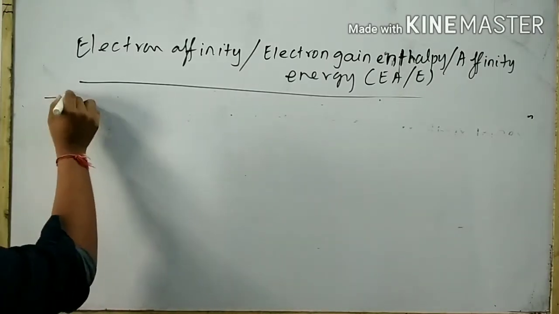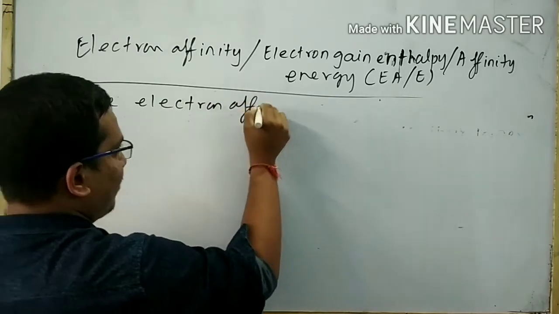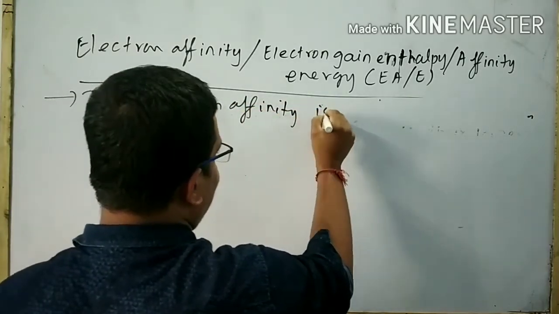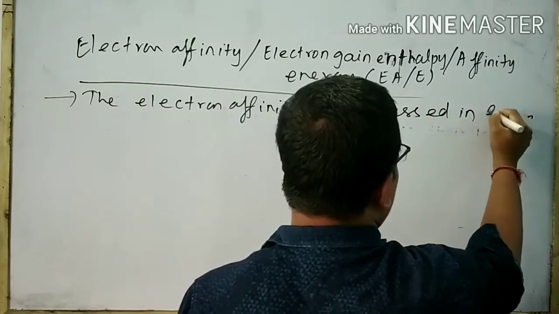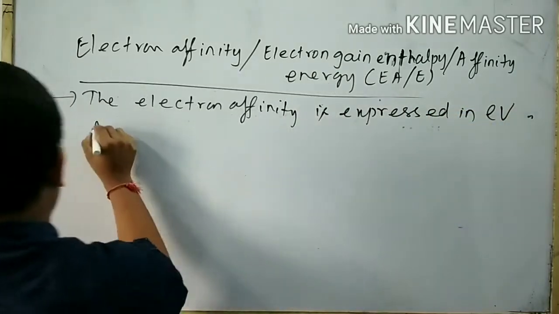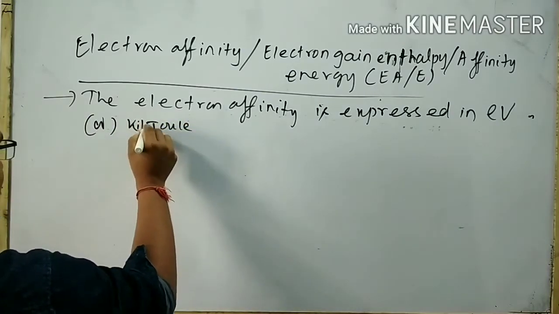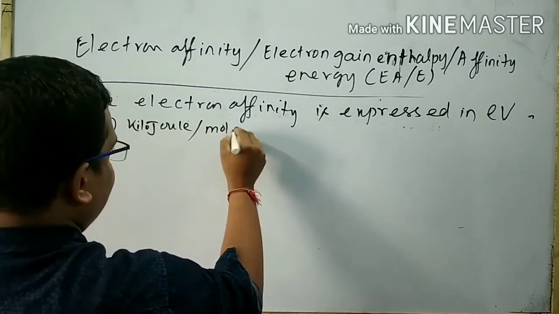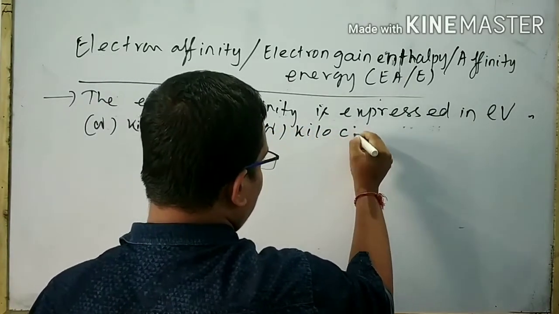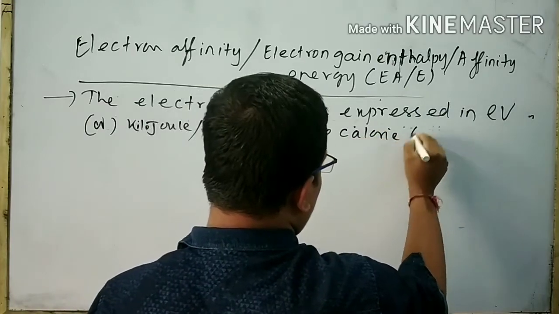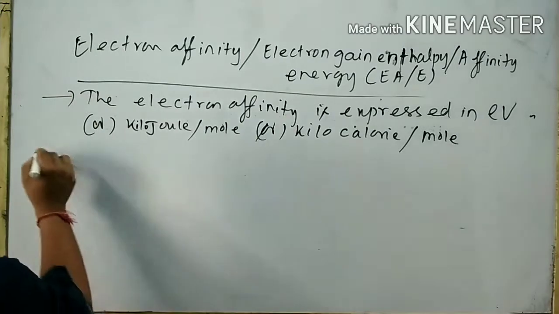Next point, the electron affinity is expressed in electron volt, or kilojoule per mole, or kilocalorie per mole.